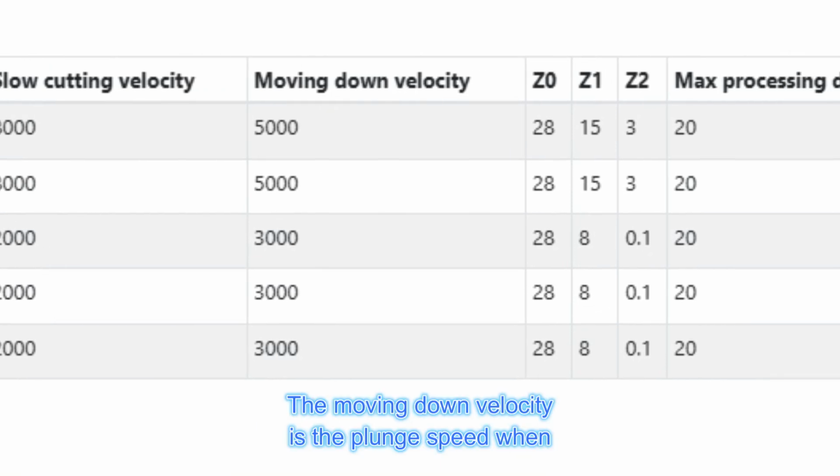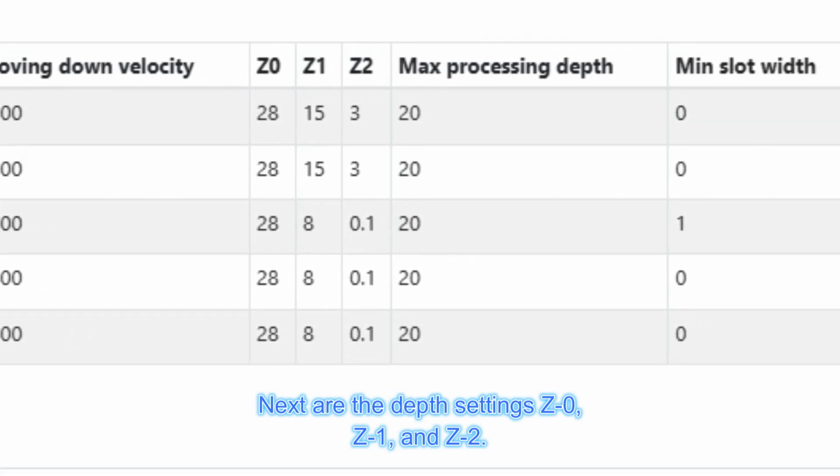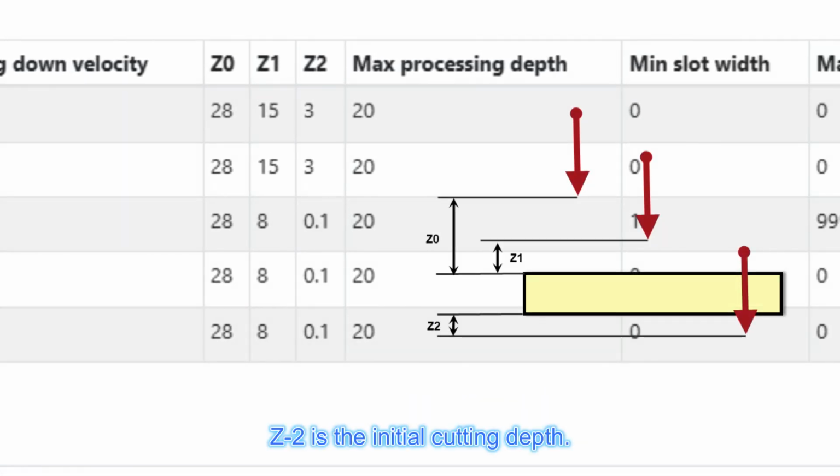The moving down velocity is the plunge speed when the tool moves from rapid motion into the material. This value appears as the F speed during the first Z cut. Next are the depth settings Z0, Z1, and Z2. Z2 is the initial cutting depth. Z1 is the intermediate depth. And Z0 is the final depth.